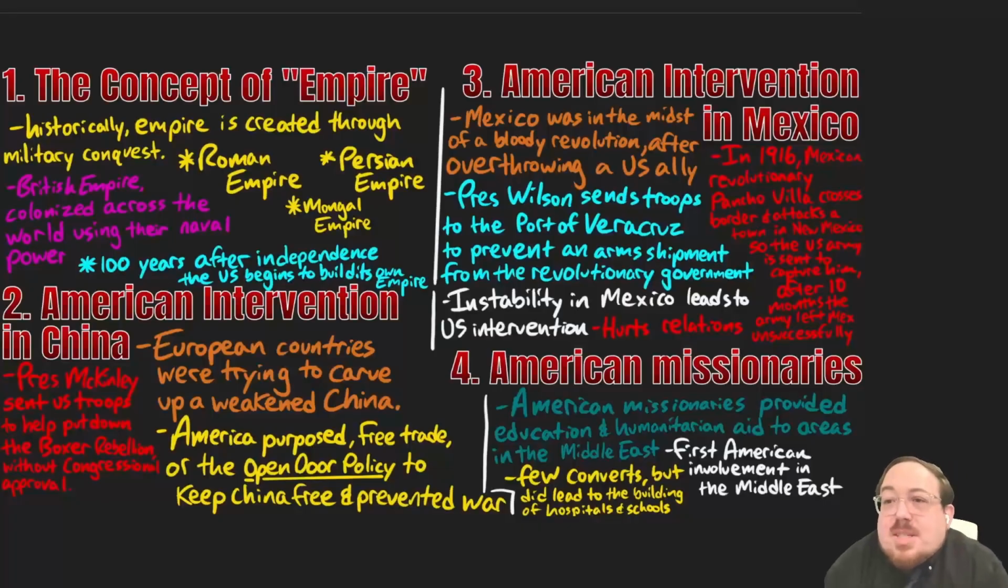Americans will begin sending our missionaries to places around the world to provide education, to spread religion, and provide aid in the Middle East. But we will actually not get a lot of converts, though they will build some hospitals and schools. This is sort of the introduction to American involvement in the Middle East, which, of course, will only greatly increase over the next 150 years.